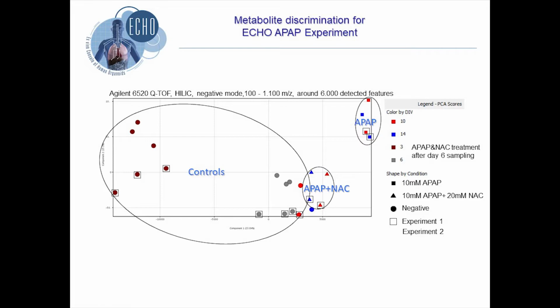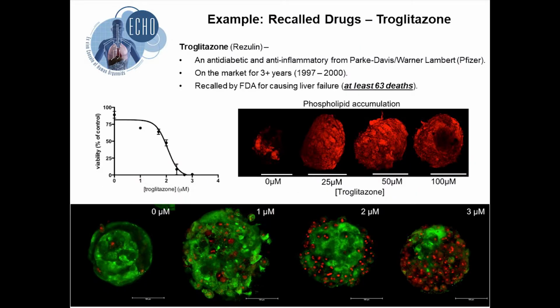When you intoxicate with acetaminophen, you get this cluster up in the upper right-hand corner. This is just saying that the contents of the media has changed drastically. And when you co-administer N-acetylcysteine to rescue the cells, you bring that profile back into alignment with the normal controls. Colin talked about this a little bit. Here's some examples of FDA-recalled drugs that we tested with the liver tissue organoids.